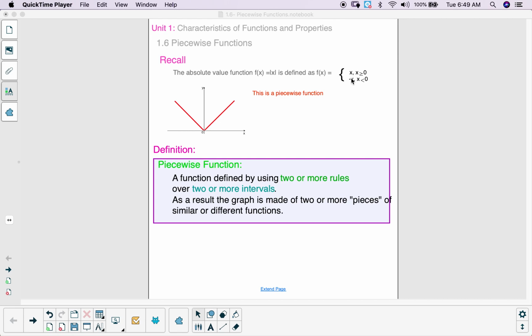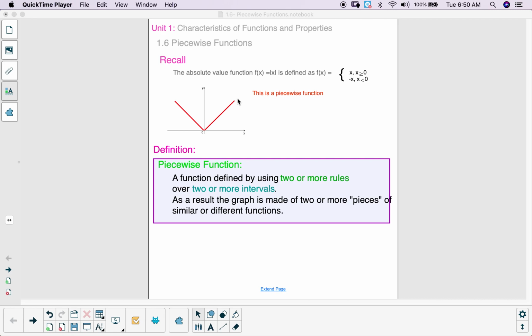So you can see that you don't have just one statement for the function, you have two of them for two different parts of the domain. So that's why you have this V-shaped graph where f of x equals negative x for values of x less than 0 and positive x for values of x that are greater than or equal to 0.